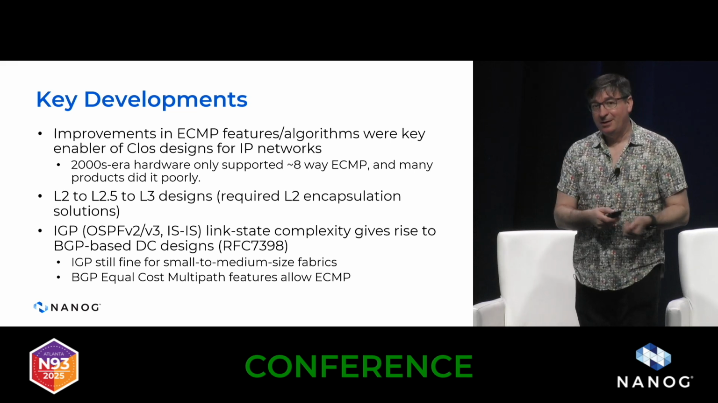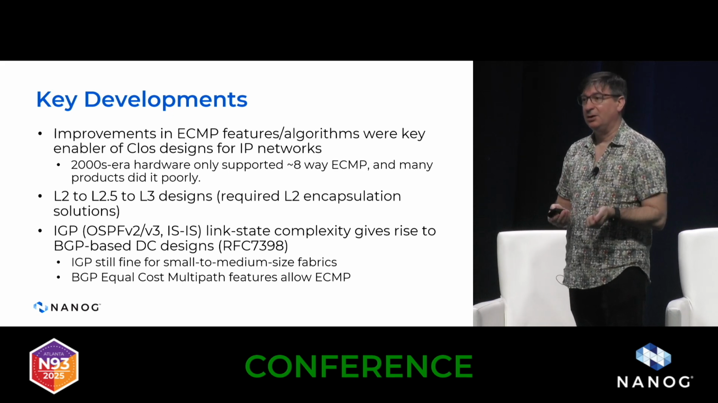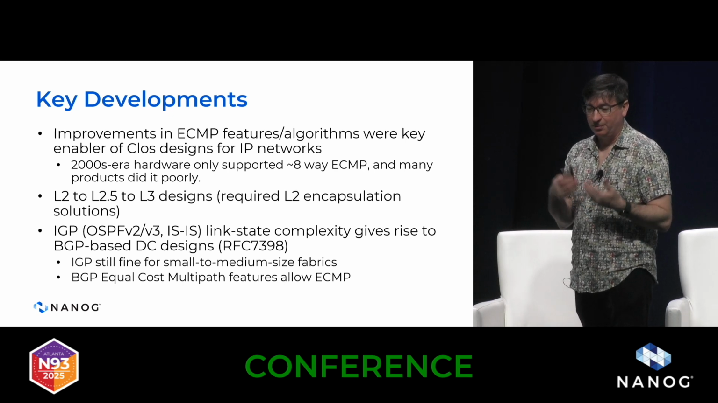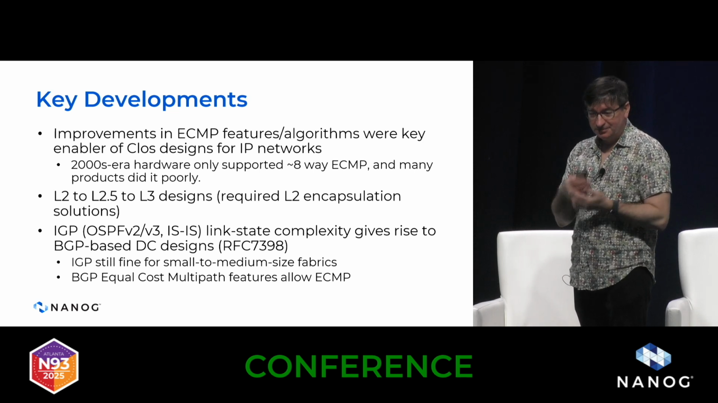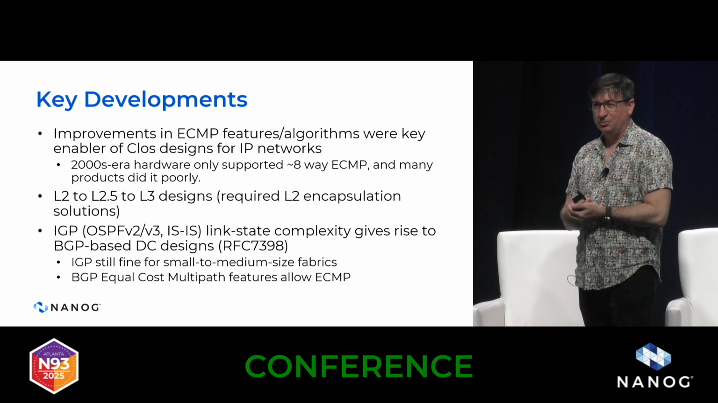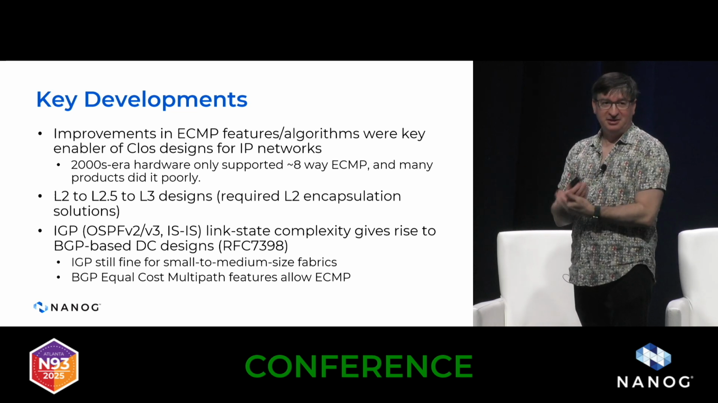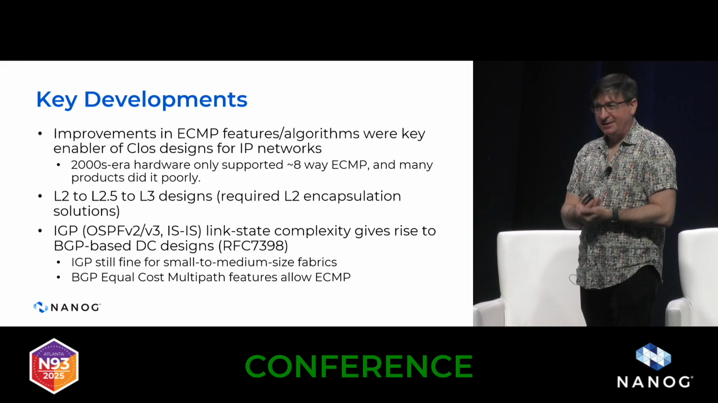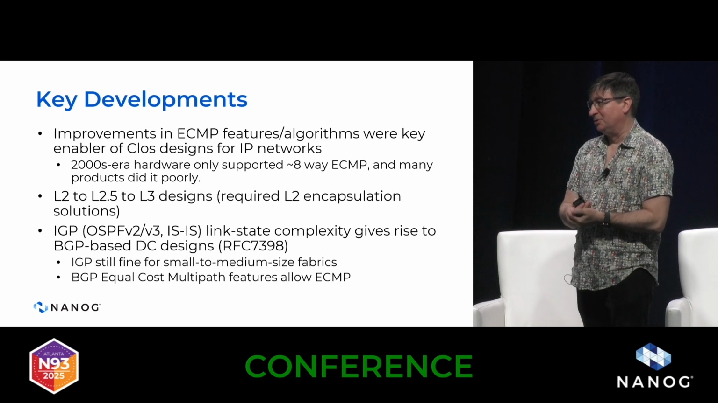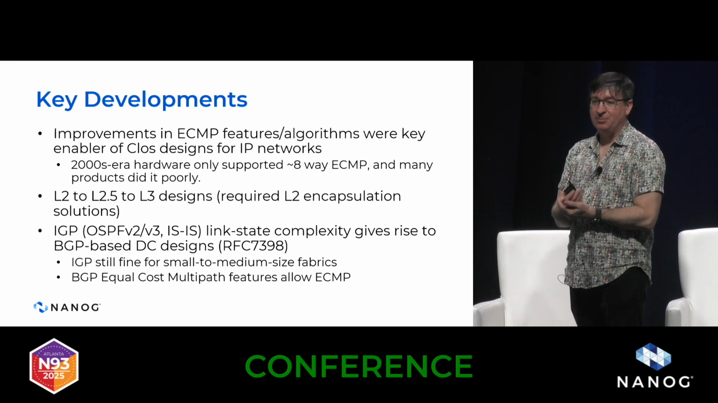But BGP, at the time when L2 data centers were popular, didn't support equal cost. Now, that has changed, and I don't recall if that actually made it into an RFC or just became a de facto design that vendors operated, but that was the last piece in the puzzle, being able to run BGP in a data center and still get ECMP multipath.